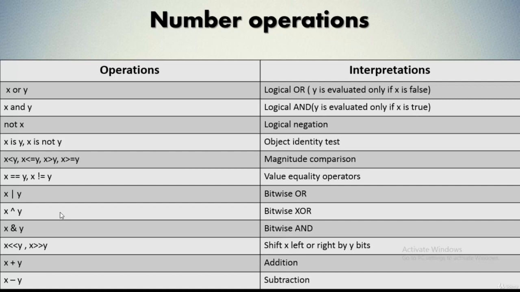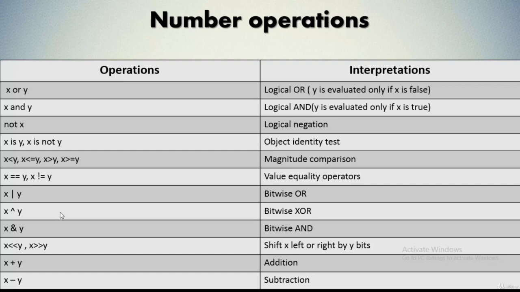Next we have x and y, which is the logical AND operation. If you apply the logical AND operation over x and y, then y is evaluated only if x is true, which means that even if any one of them is false, the outcome will evaluate to false. So for the outcome to evaluate to true, both of them must be true.